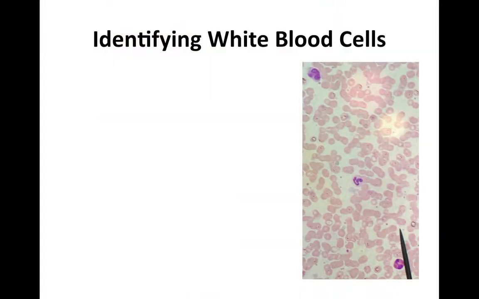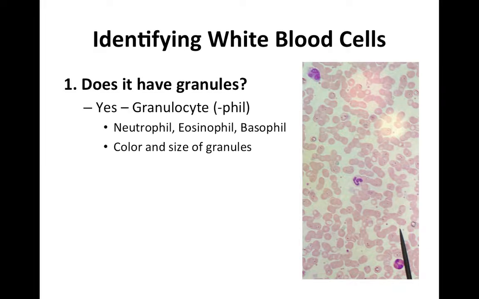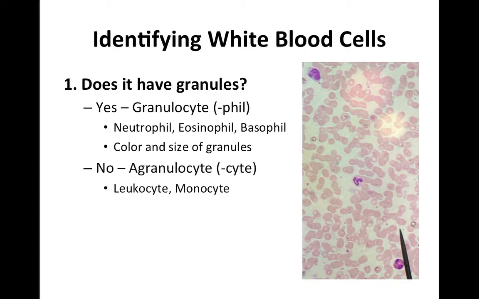When you're identifying white blood cells, you want to look at a couple things. The first thing you want to see is, can you see if it has granules? If it does have granules, then you know it's a granulocyte and it's going to end in "phil." So our neutrophils, eosinophils, and basophils. And if it does have granules, you're going to look at the color and the size of those granules. If it does not have granules, then you are looking at an agranulocyte, and it's going to end in "cyte." So our lymphocytes and our monocytes are going to be our agranulocytes.